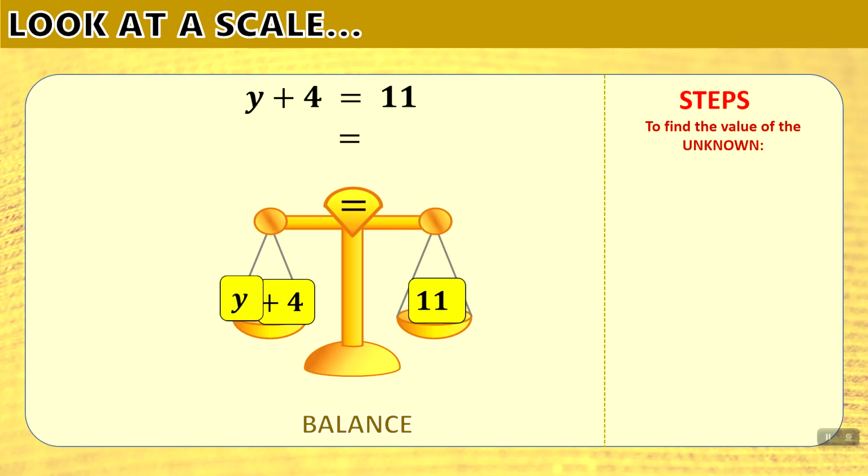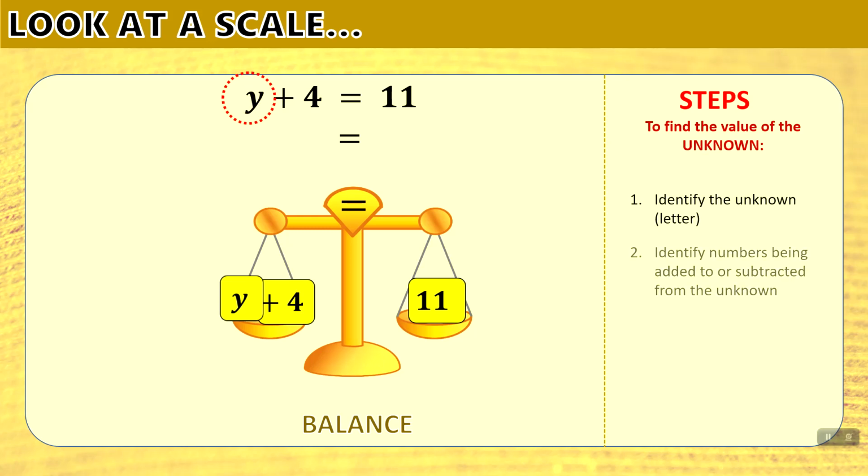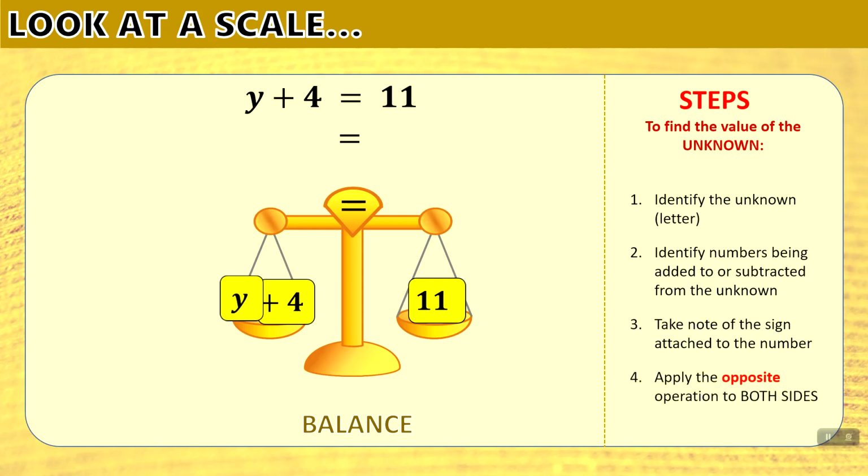To find the value of the unknown in an equation like this, you first have to identify the unknown letter. In this case, the unknown is y. Number 2, you identify the numbers being added or subtracted from the unknown. And in this case, we have a 4. Step 3 says take note of the sign attached to that number. And we can see that this is a plus 4. And all we do is apply the opposite operation to both sides. And so in this case, the opposite of plus is subtraction. The opposite of subtraction is addition. We need to remember this going forward.